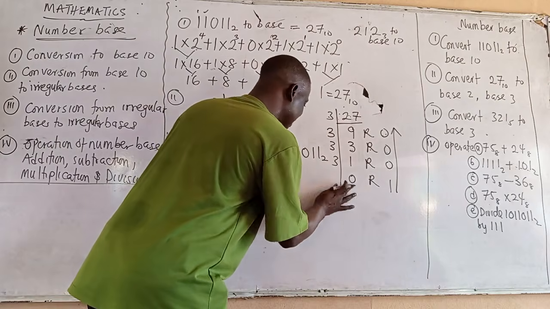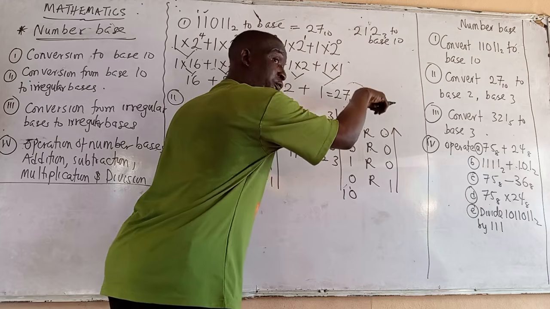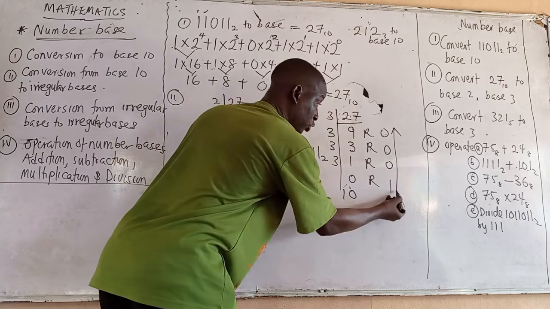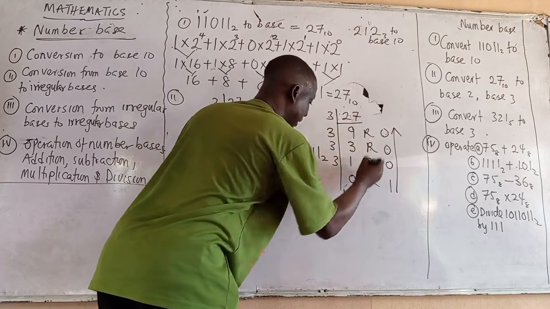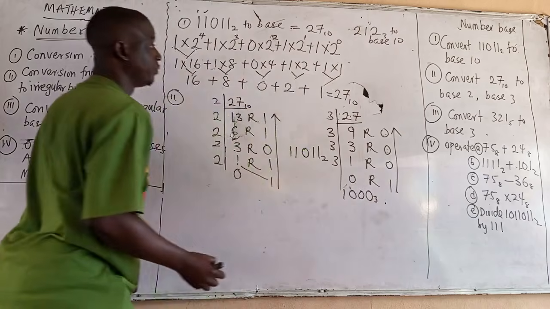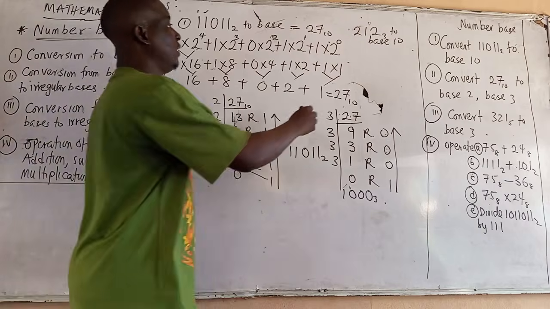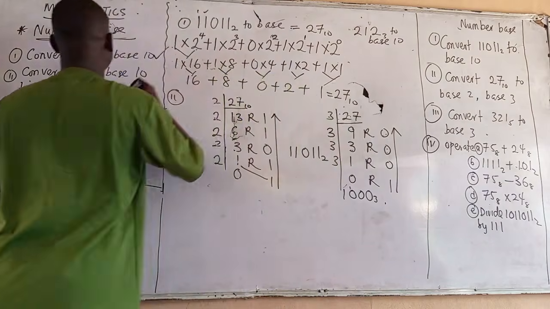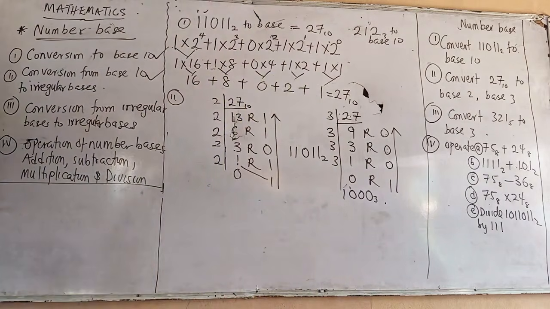So this one is 1 0. You take it from down, please, not from top up. Take it from bottom to top. So 1 2 3, you have now base 3. So we are done with these two now: conversion to base 10, then conversion from base 10 to another base.